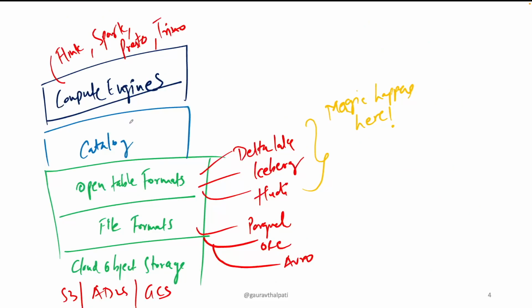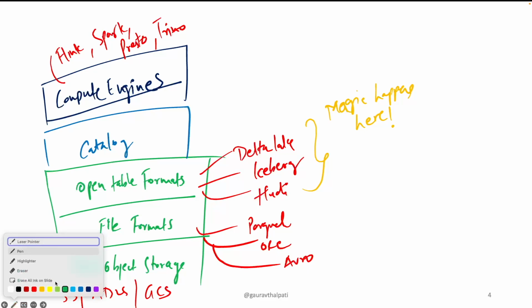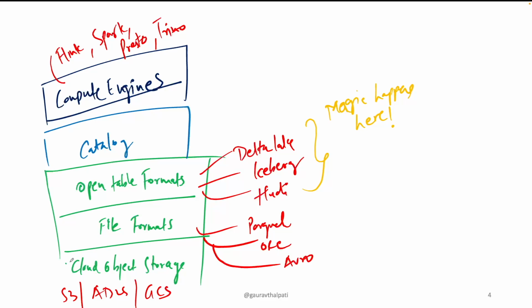So, this is at a high level how the architecture would look. This is your cloud object storage, like S3, ADLS, GCS, or, if you are in the on-prem world, HDFS, or something called MinIO. Let's stick to S3, ADLS, GCS, the popular ones. You are using cloud object storage, in a data lake also.